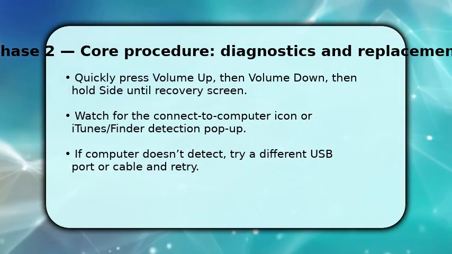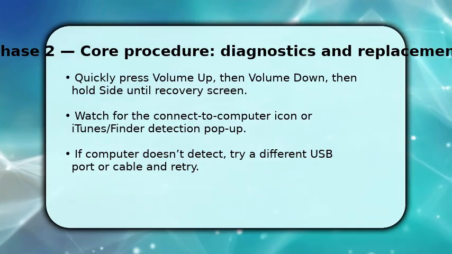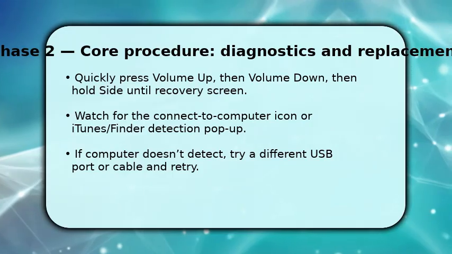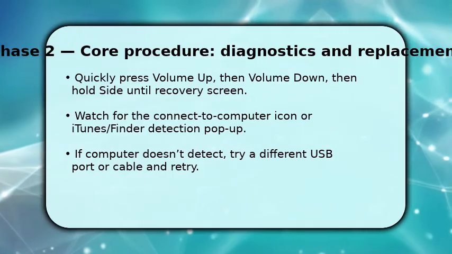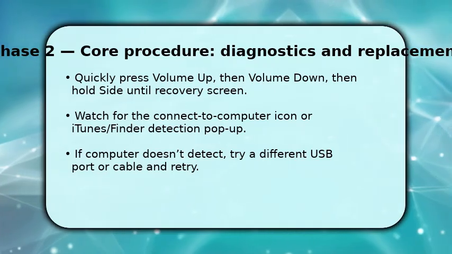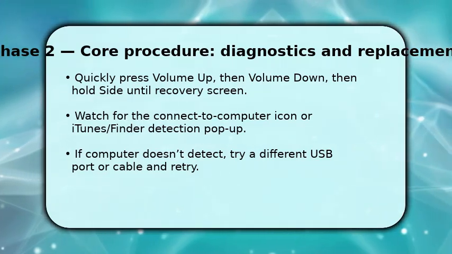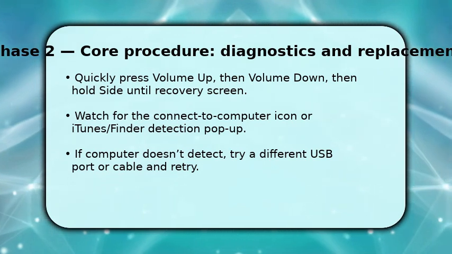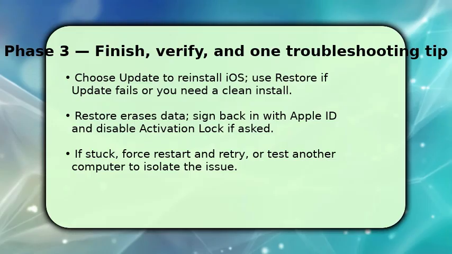On your computer, open Finder or iTunes. It should show a device in recovery mode and offer update or restore. Choose update first to attempt reinstalling iOS without erasing your data. Complete the process by selecting Update, then follow on-screen prompts. Mac OS or iTunes will download firmware and reinstall iOS.